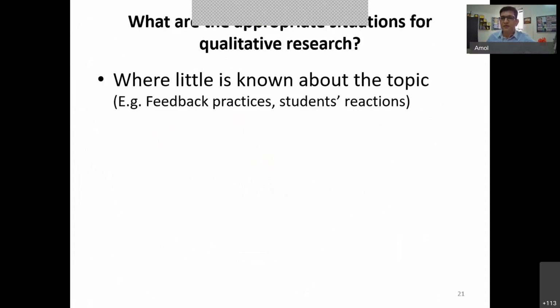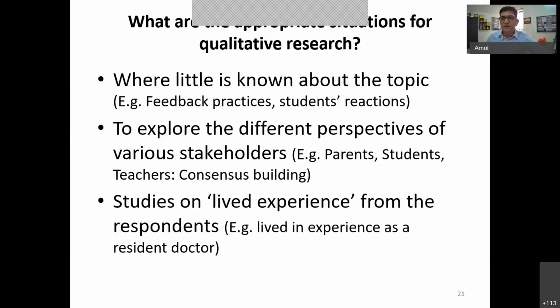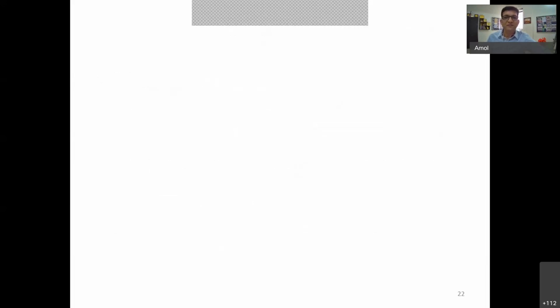For example, about feedback practices and students' reaction. You don't know what their reaction to it has been. You explore the different perspectives of various stakeholders. If you are working in an educational setting, you would like to know what parents, students and teachers think about the new curriculum that we have launched, and what their reaction to it is. If you bring any new assessment practice, what is the consensus on it? Then studies of lived-in experience, and I gave you an example of it, the lived-in experience as a resident doctor, how it is to go through that.